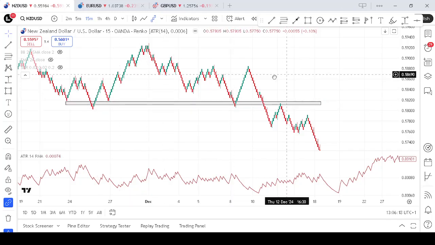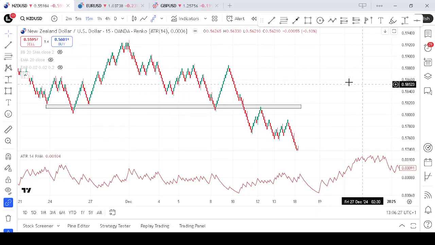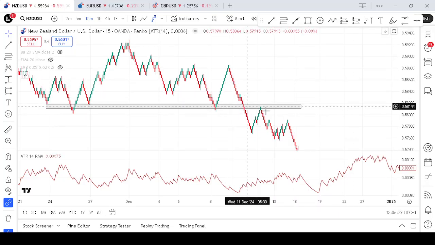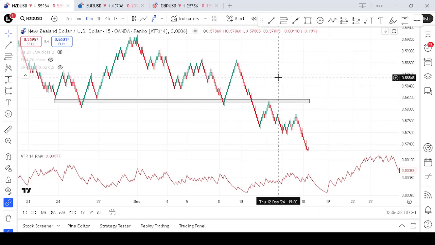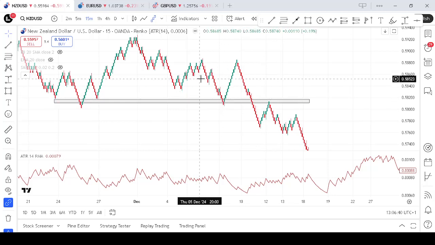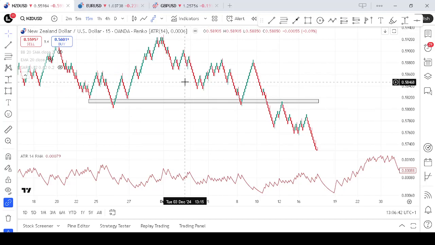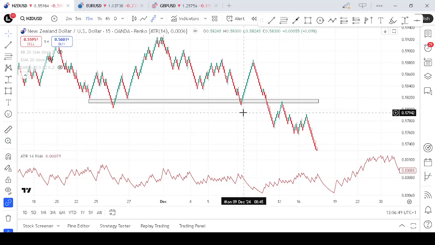Let's not forget, once the breakout is confirmed, when two consecutive bricks form beyond the identified support or resistance zone, this is your signal for your entry. You enter a long trade when two bricks close above the resistance. While if it is for a short trade, you will enter when two bricks close below our support.